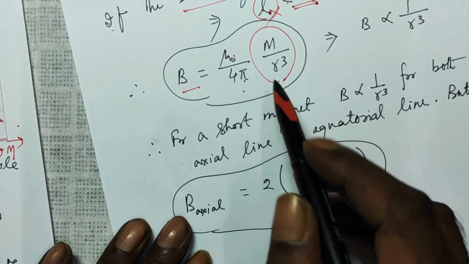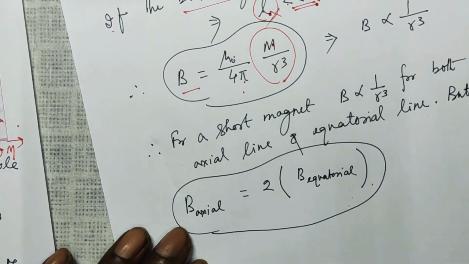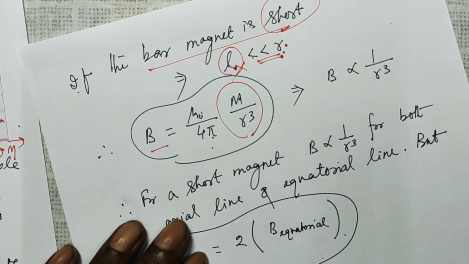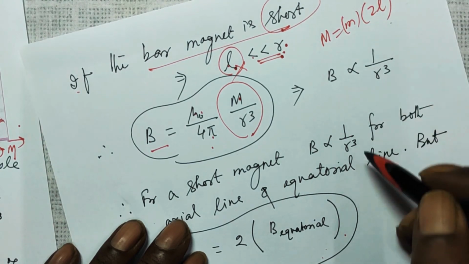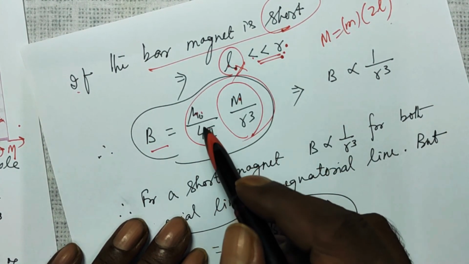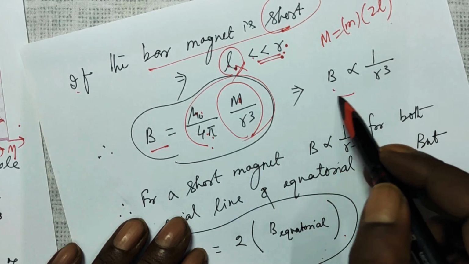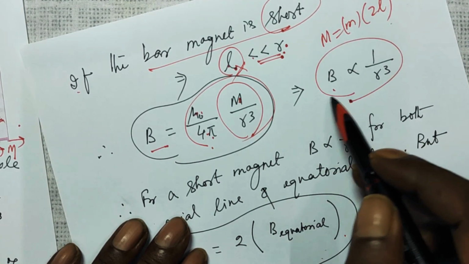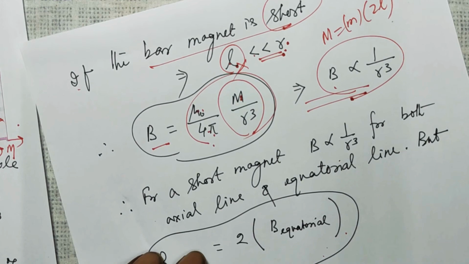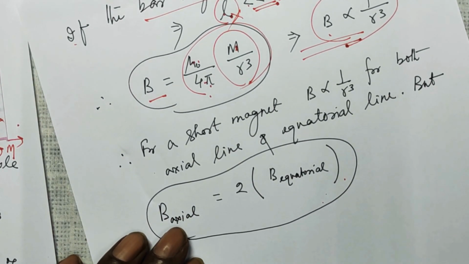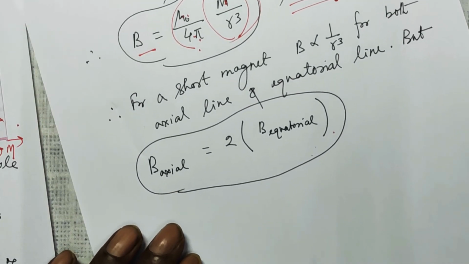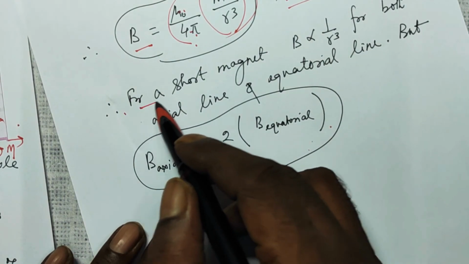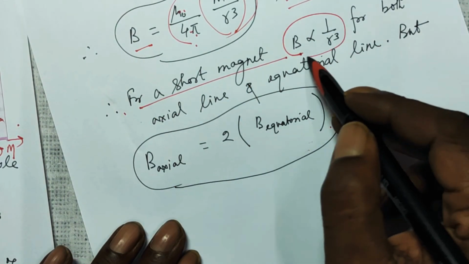Mu naught over 4 pi is a constant. Magnetic moment for a given magnet is constant because M was equal to pole strength into 2L. So B is proportional to 1 by R cube. A similar derivation we had derived in electrostatics for a short electric dipole, when we were finding the electric field on the equatorial line. Therefore, for a short magnet, B is proportional to 1 by R cube.